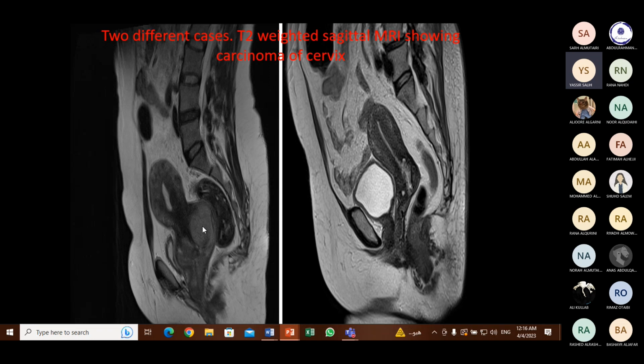So if the patient has cervical carcinoma, you have to assess invasion of the rectum or not, and sometimes invasion of the urinary bladder, by this method. This is the carcinoma of the cervix. It is the commonest malignancy.